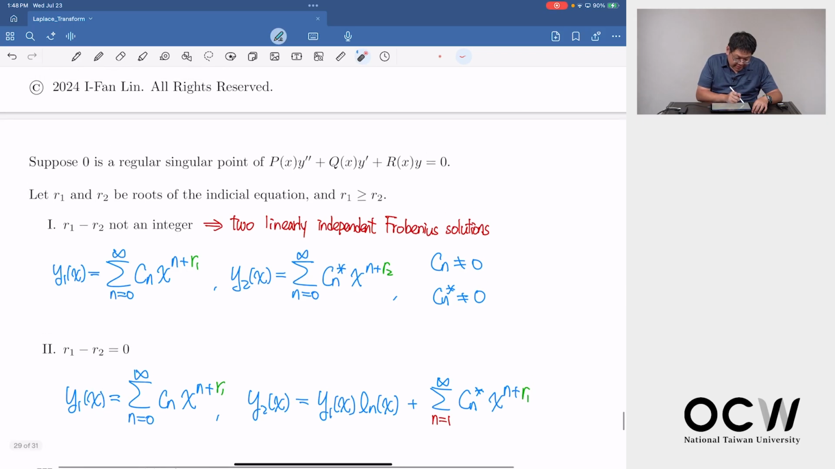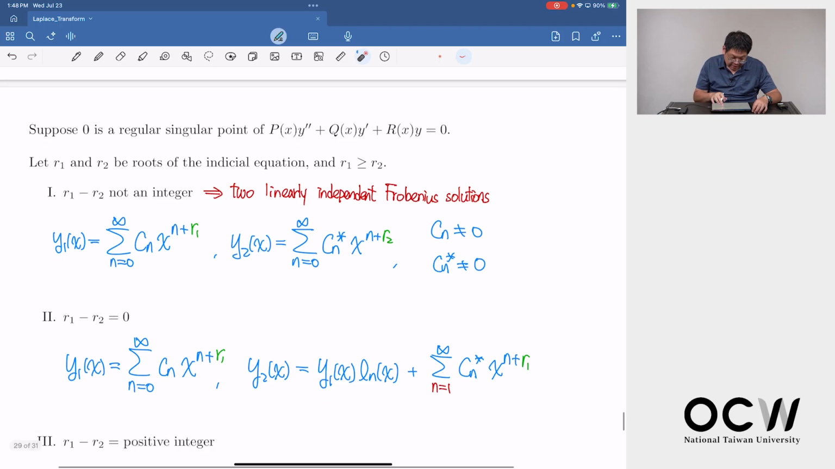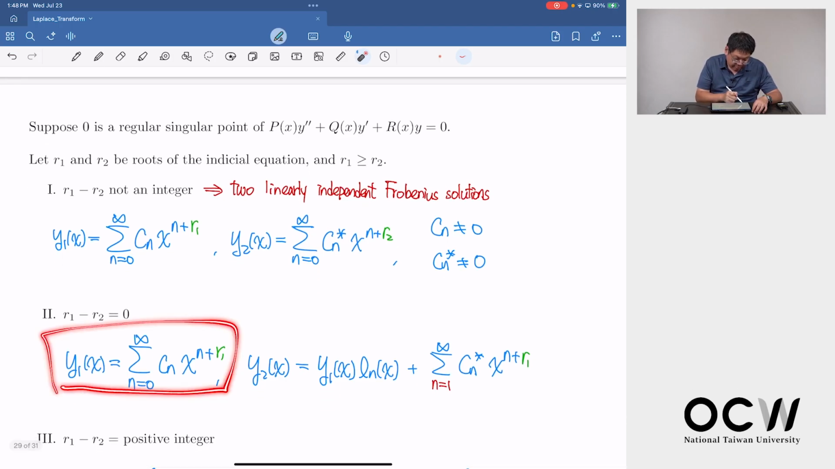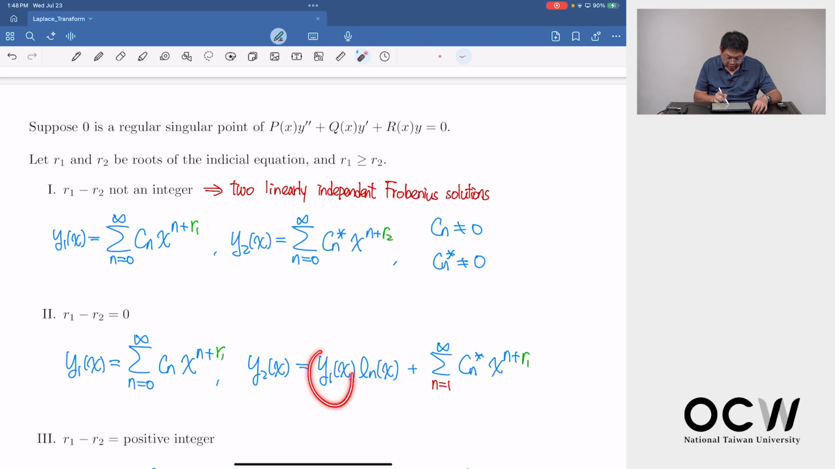The other condition is, what if R1 minus R2 equals 0? In this case, my y1 is the series with x to the n plus R1. But my second solution, related to the first solution, is y1 times the natural log, and later on, I also have a series. This series is x to the n plus R1, and n is from 1 to infinity. That is the case when R1 minus R2 is 0.